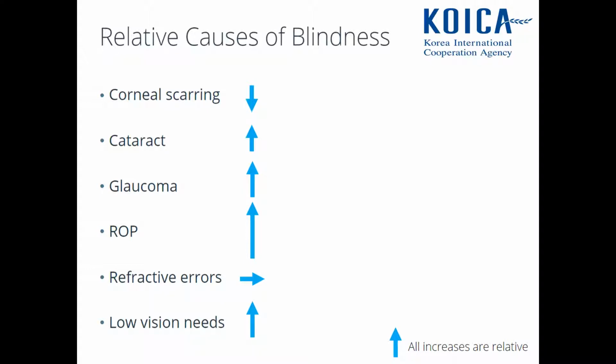ROP is the abbreviation of retinopathy of prematurity, which causes congenital blindness. Because of the development in medical technology, many premature infants can survive at a very early stage. But these infants require treatment in the incubator, and unfortunately, this can cause ROP. Some causes of blindness are decreasing compared to the past, but relatively, all causes are increasing in correspondence with the increasing population of the world.